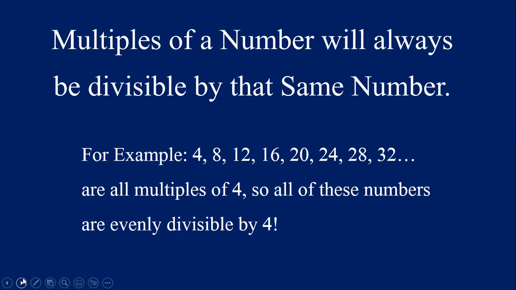Multiples of a number will always be divisible by that same number. For example, if I have the number 4, well, what are the multiples of 4? 4, 8, 12, 16, 20, 24, 28, 32, and we could skip counting, right? Well, all of these numbers are evenly divisible by 4 because they are multiples of 4. We know 4 divided by 4 equals 1. 8 divided by 4 equals 2. 12 divided by 4 equals 3. There's no remainder in any of these answers because these numbers are all evenly divisible by the number 4. And that's true for any number. All of their multiples will be evenly divisible by that number.